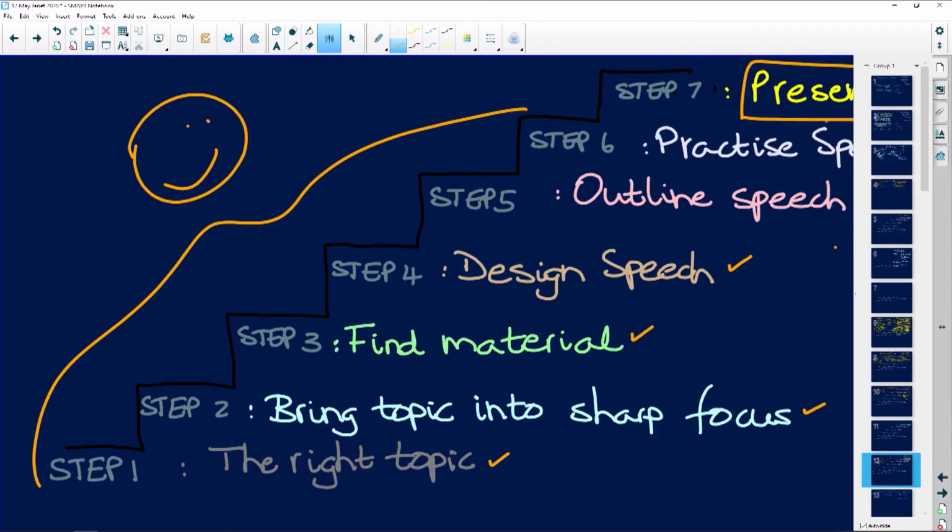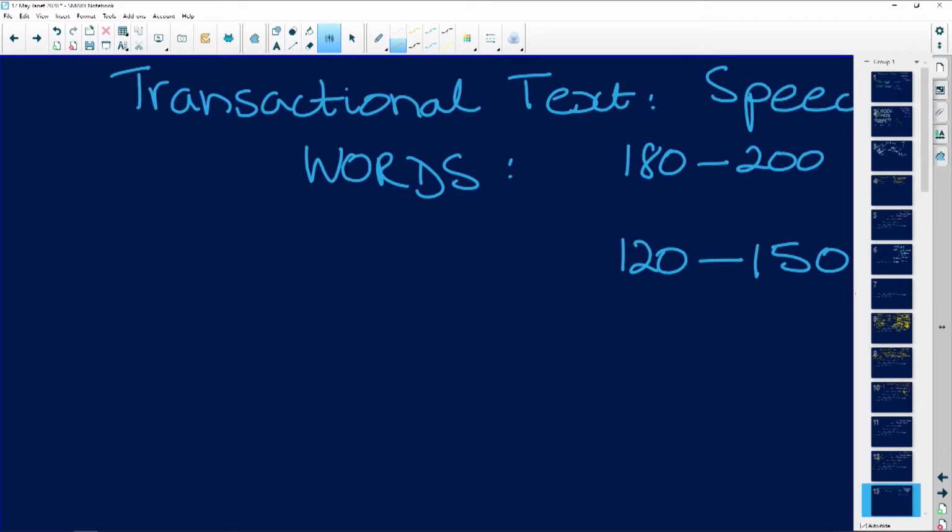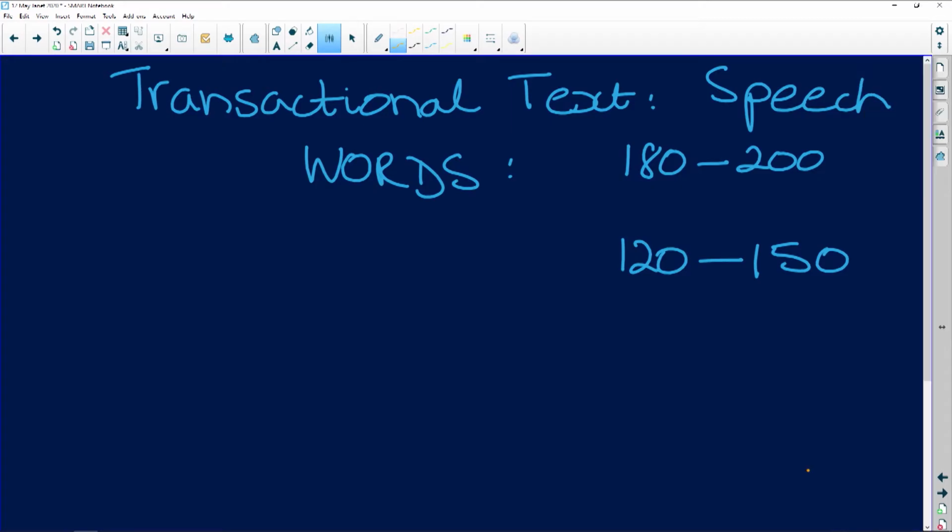So now I'm going to move on to a transactional text. This question comes from Marlon. And the question is, how does one write a speech which is required in a transactional text? And what words should be used to indicate the points one is trying to express? Marlon, I don't understand the second part of your question. Please, could you tell me what you mean?